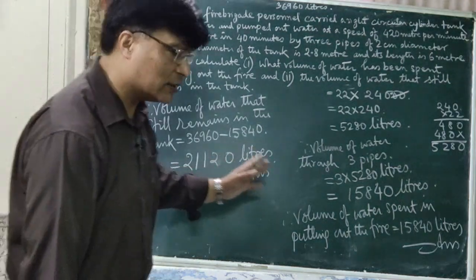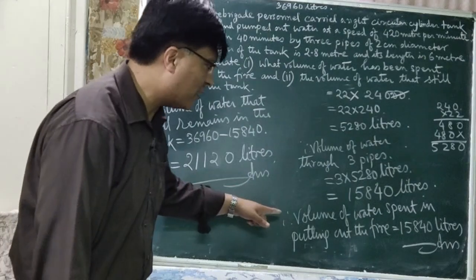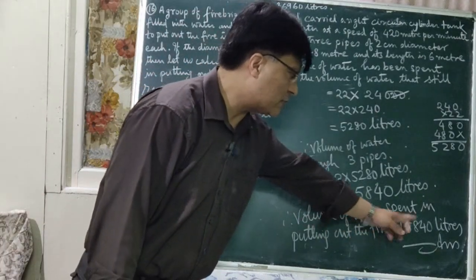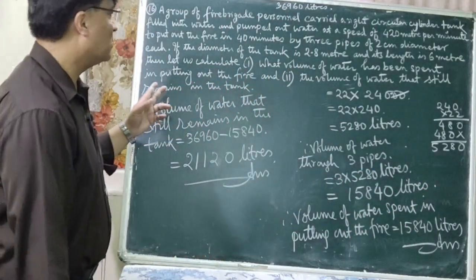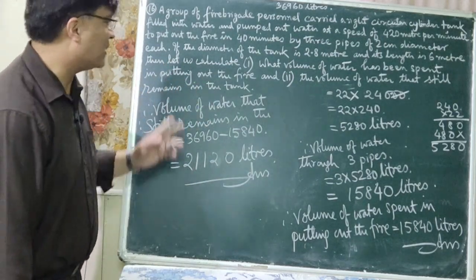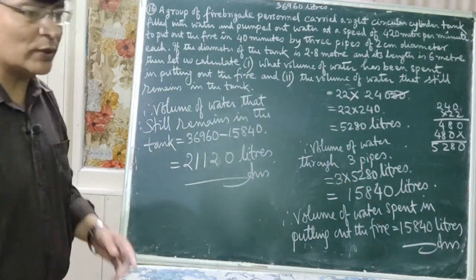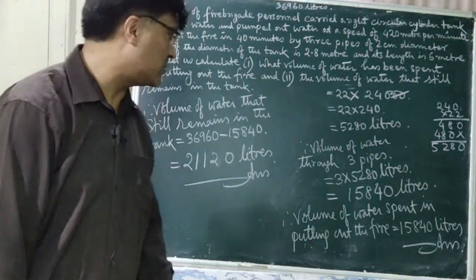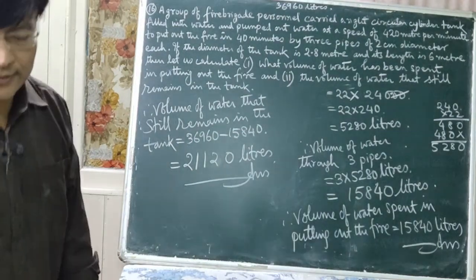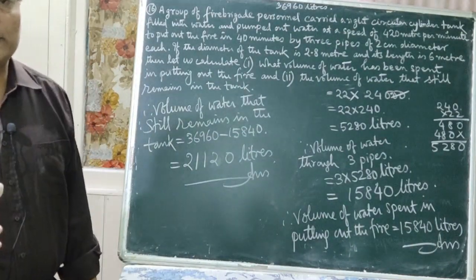So what volume of water has been spent in putting out the fire? It is 15,840 liters. And what volume of water still remains in the tank? That is, volume of water that still remains in the tank is equal to 21,120 liters. So these are the answers. So I think you have understood it. So this much is for today.